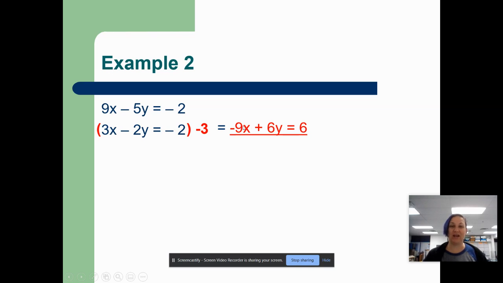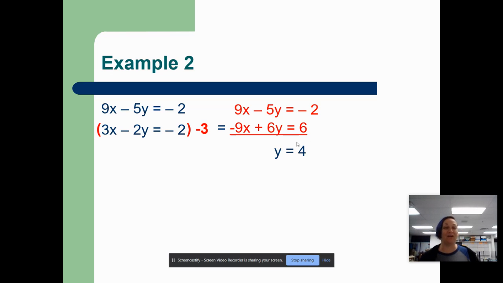Now my second equation has a negative 9x and my first equation has a positive 9x. So I can stack them on top of each other and I can add straight down. It's always adding, right? 9 plus negative 9 is 0. That cancels. Negative 5 plus 6 is 1y. And negative 2 plus 6 is 4. And on this one, we don't even have to do anything else because we got the y all alone already. So y equals 4 is my first answer.